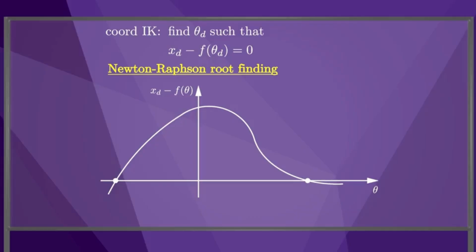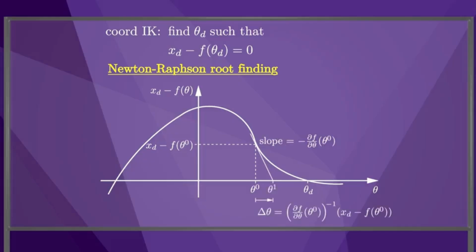Now, with the benefit of hindsight, we designate one of the solutions as theta d. We also make an initial guess at the solution, theta 0. At that guess, we can calculate the value of xd minus f of theta. Since we know the forward kinematics f of theta, we can calculate the slope of xd minus f of theta. If we extend the slope to where it crosses the theta axis, we get our new guess theta 1. The change delta theta in the guess is given by the expression in the figure.